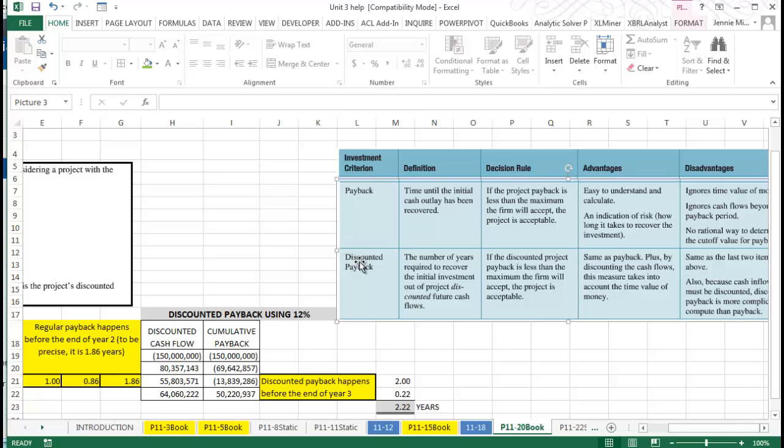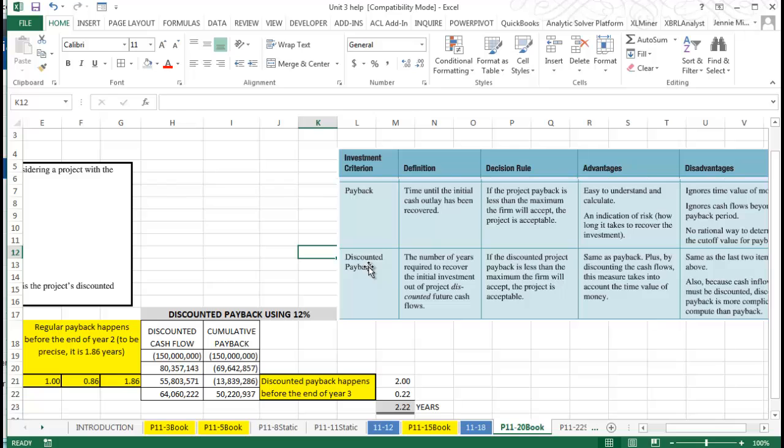The discounted payback, essentially what it does is it returns our cash flows into a discounted present value number, and essentially the discounted payback will always be a larger number of years than the regular payback amount. Let's look at first the payback method, and then we'll calculate the discounted payback.